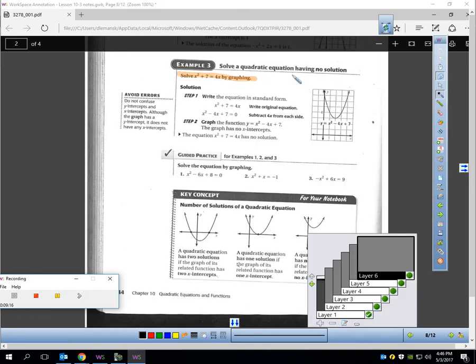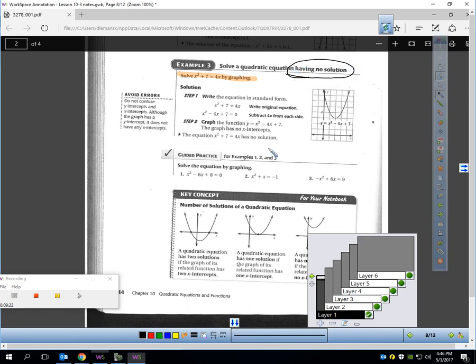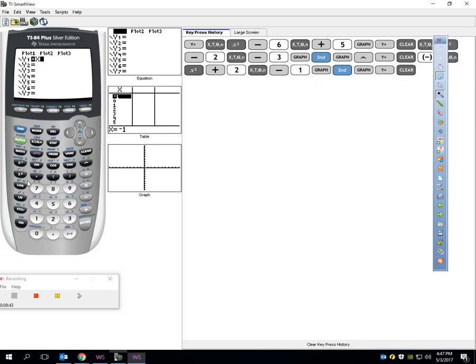Let's look at this question. Here's a problem where the parabola would give you no solution. Solve this by graphing. So first step, we got to make sure that we take away 4x from each side to get everything on one side, 0 on the other, which gives me this. Okay, let's go ahead and take our graphing calculator and type that in. Okay, so x squared minus 4x plus 7. Okay, go ahead, hit graph.